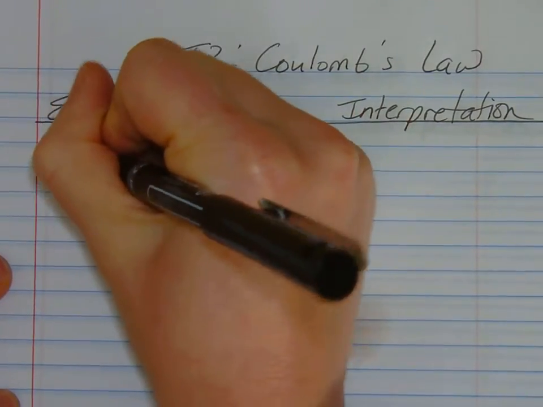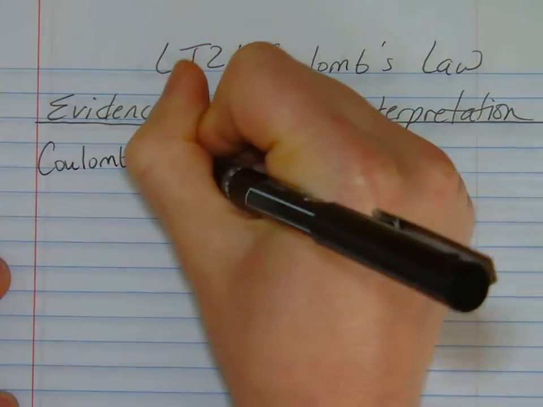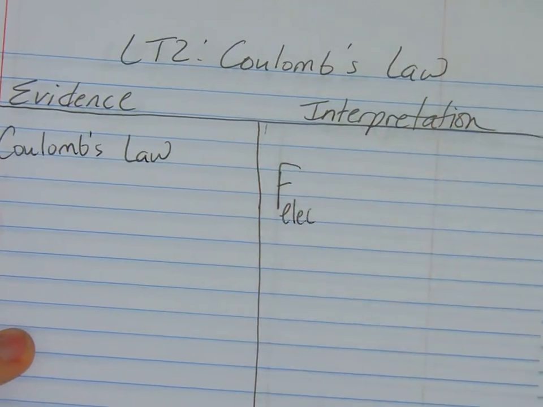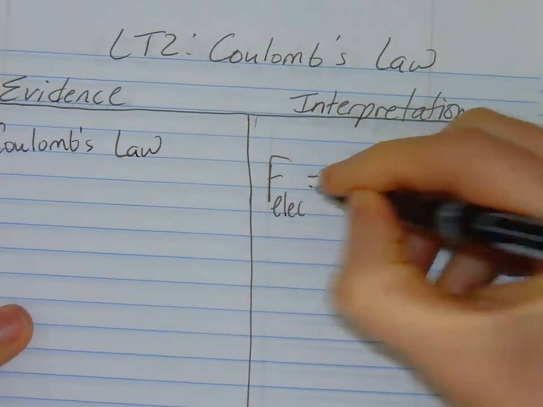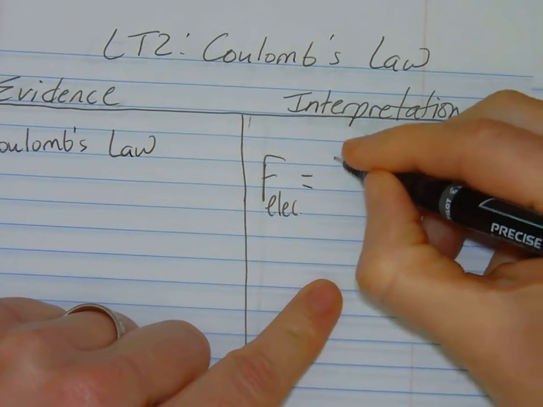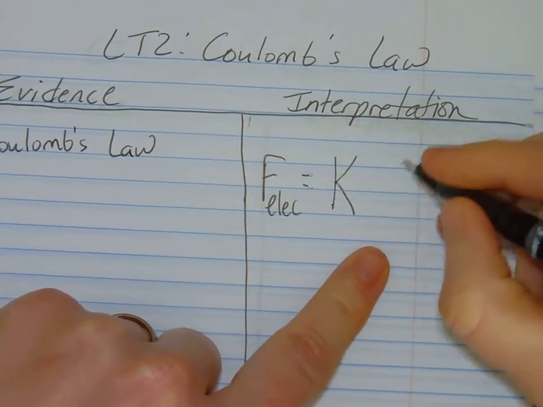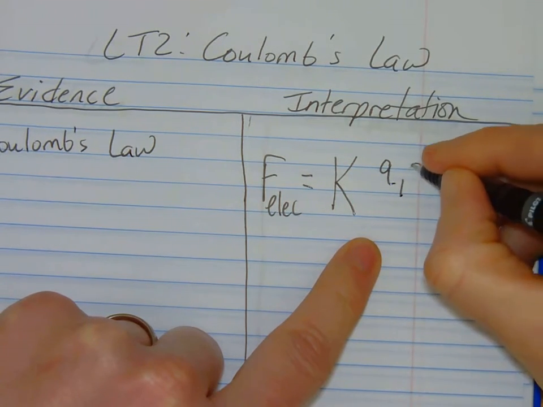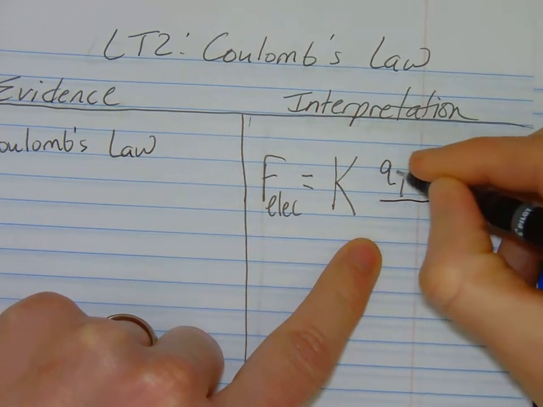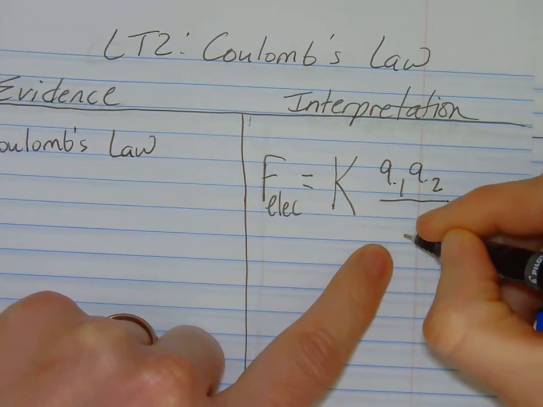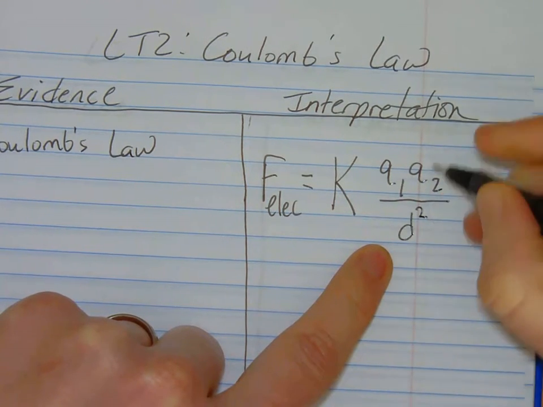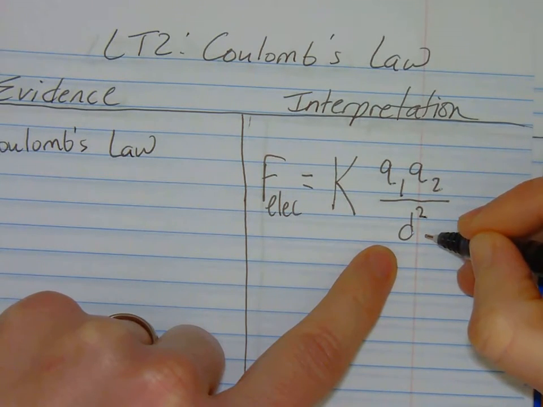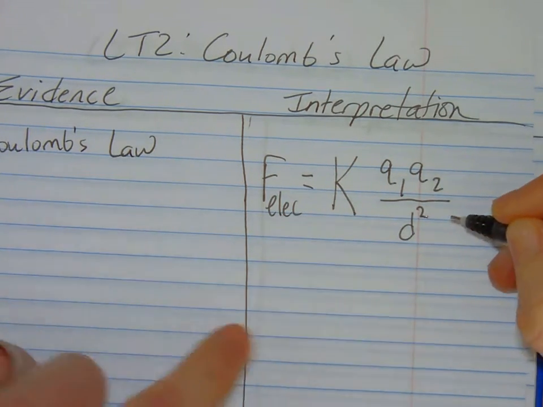All right, so when we write out Coulomb's law, it states that the electrical force on an object is equal to this capital K, I'll come back to what these stand for in a minute, multiplied by Q1, Q2. Obviously these two are multiplied by each other, and then the product of these is divided by the separation distance of the two charged objects, and that is squared.